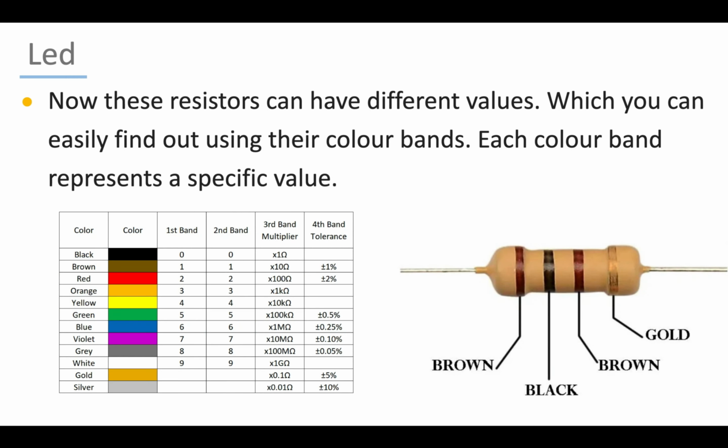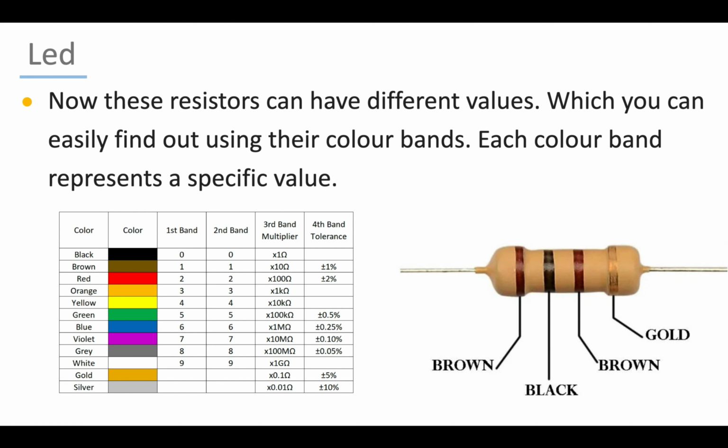Now these resistors can have different values which you can easily find out using their color bands. Each color band represents a specific value which you can refer from this table. Like here I have an example on the right where I have this resistor in which we have 4 bands: brown, black, brown and gold. Now how can we find out the value of this resistor? We will check the value of each of these bands in these particular columns in this table.